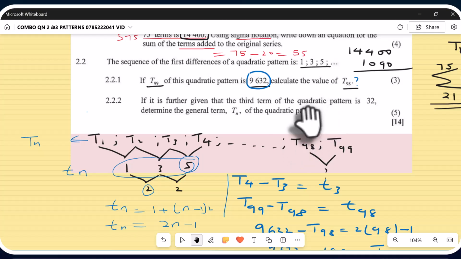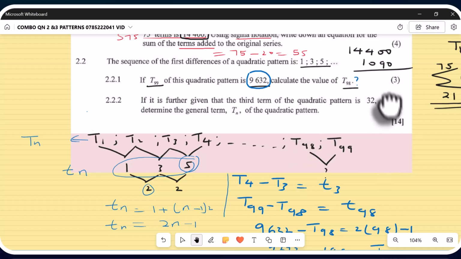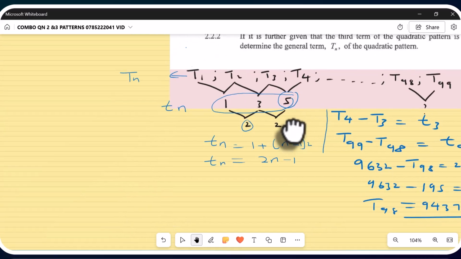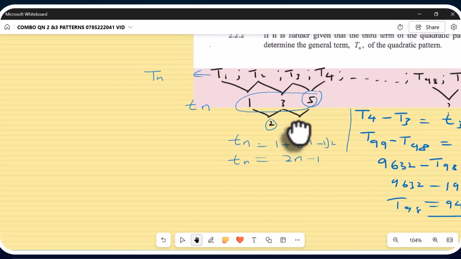Now our quadratic, the capital T, that's not the big T. Our big T, this is 2.2. Now our big T n for the quadratic equals an squared, n squared plus bn plus c, right? Whereby this a, we use 2a equals the second difference, which is 2 here, so 2a equals 2. That gets my a equals 1.